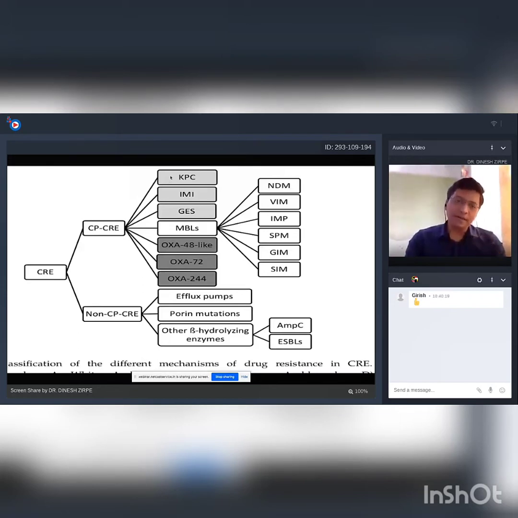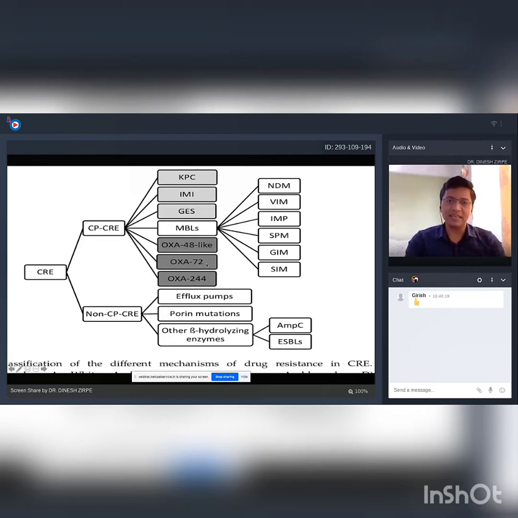So treatment-wise, the good thing is that they respond to polymyxin and colistin. The CPCRE are classified into 4 groups. One is A. A group is in the light gray color. So KPC, IMI, and GES are in the A group. B group is MBL. MBL means metallo-beta-lactamase producing, and then OXA48 like. So this is dark gray.